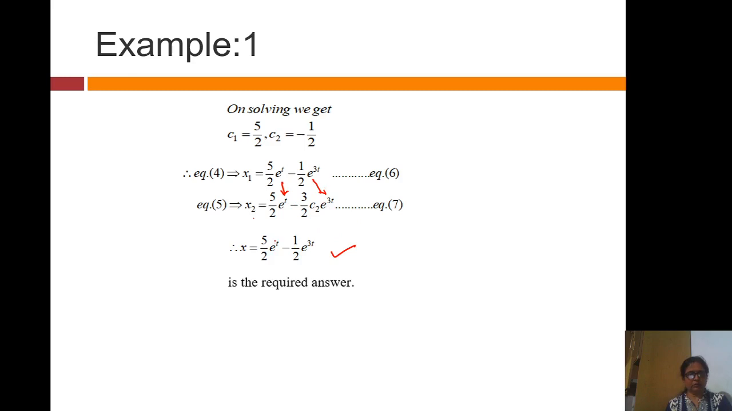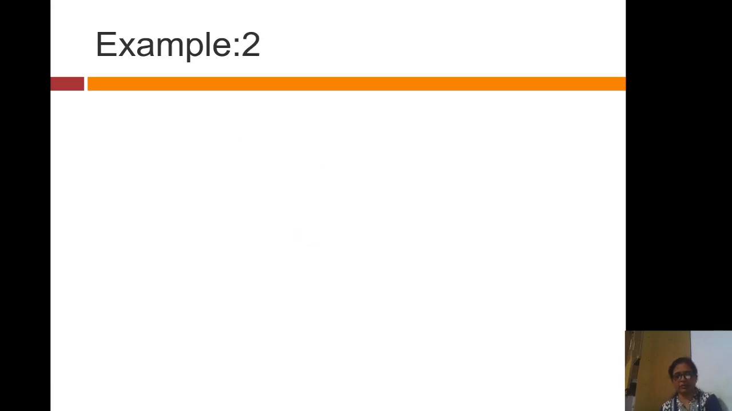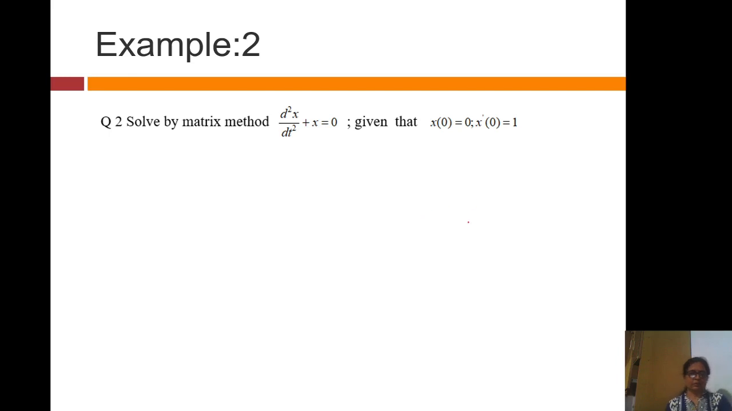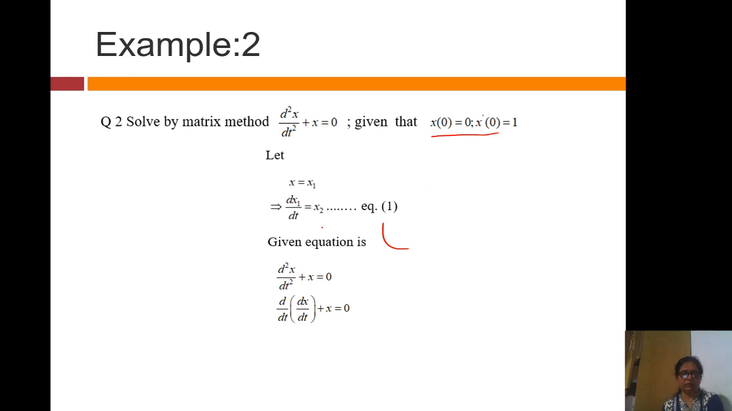x equal to 5 by 2 e to the power t minus 1 by 2 e to the power 3t, which is the required answer. Then we discuss another example, d2x by dt square plus x equal to 0. Here initial conditions are given. Again apply the same method. We substitute x equal to x1, dx1 by dt equal to the first equation.